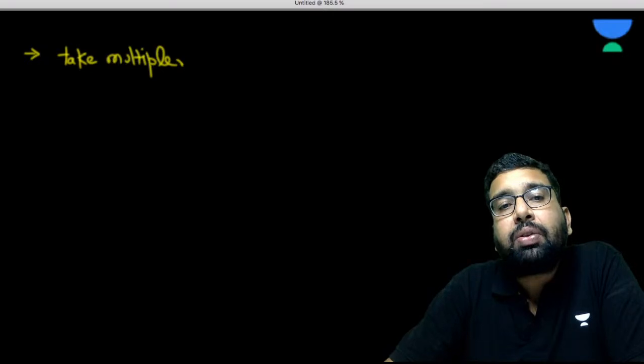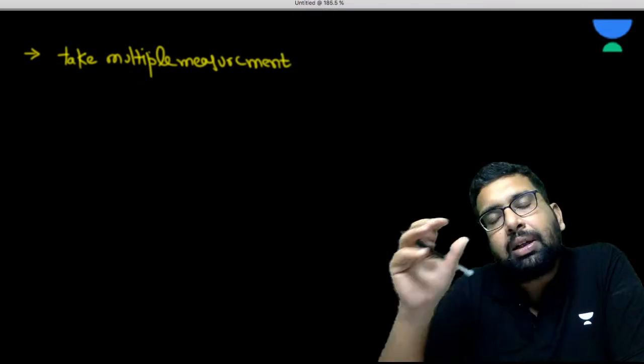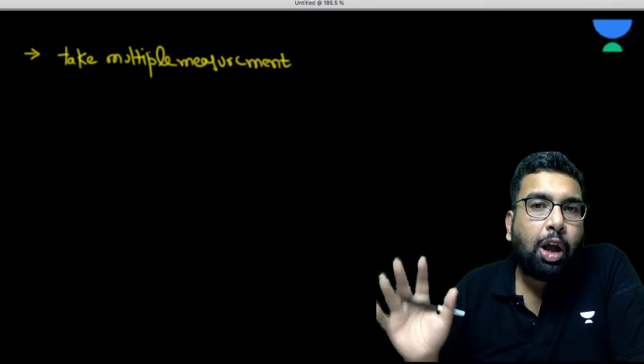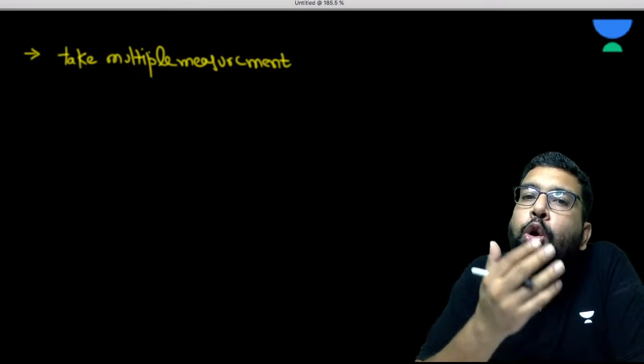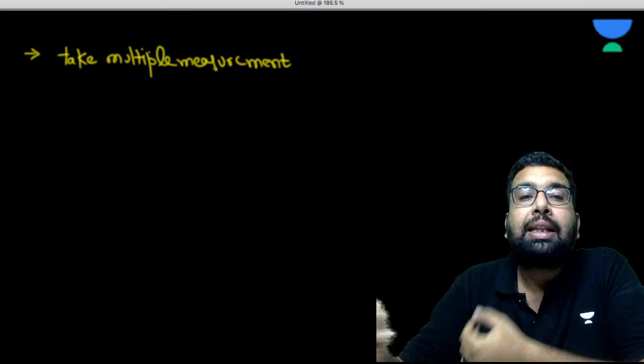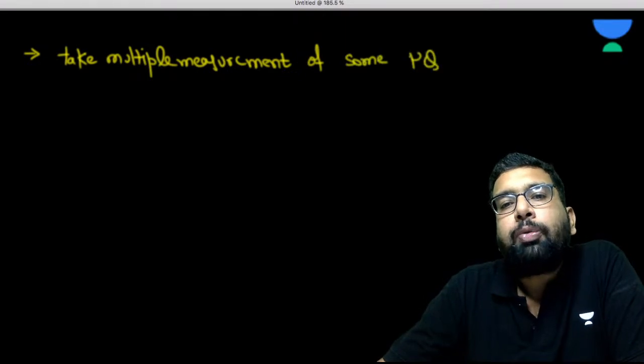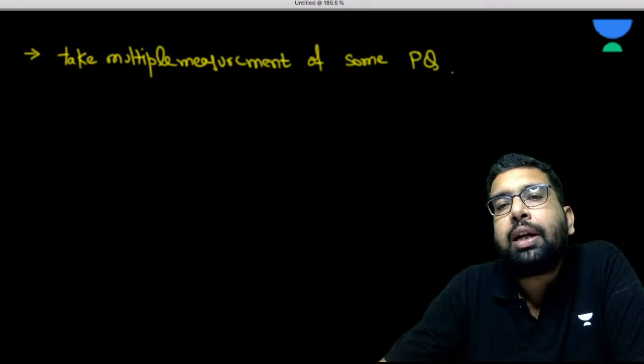See, this is the best way to get the true value. Even this value is not the true value, but in physics, we must take some true value. Now, obviously, it will be closer to the true value. This is what I can say. So what we can do is take multiple measurements of some physical quantity. PQ is the physical quantity.